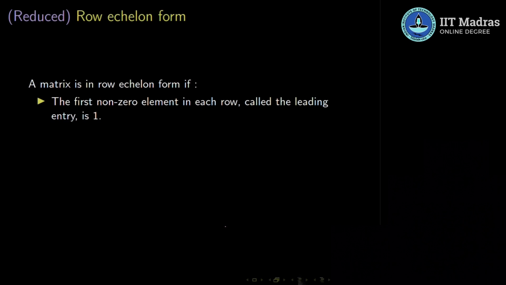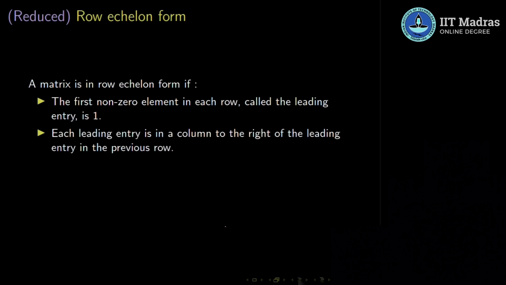It is said to be in row echelon form if the first non-zero element in each row, called the leading entry, is 1. So, whenever you have a non-zero row, you could have 0 rows of course, there will be a first element which is non-zero as you move from left to right, and the first such one has to be 1.